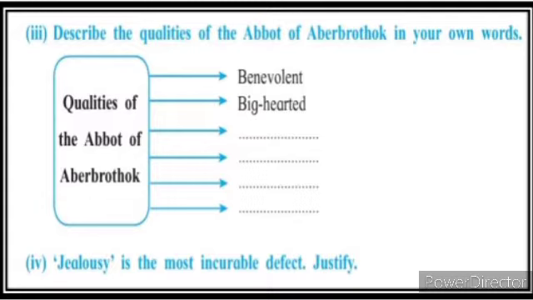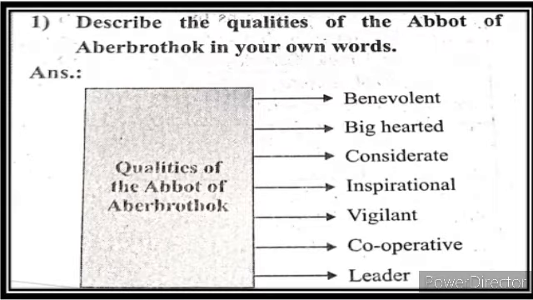Describe the qualities of the abbot of Aberbrothock in your own words. Qualities of the abbot of Aberbrothock: benevolent, big-hearted. Fourth, jealousy is the most incurable defect, to justify. The answer is: qualities of the abbot of Aberbrothock: benevolent, big-hearted, considerate, inspirational, vigilant, cooperative, leader.